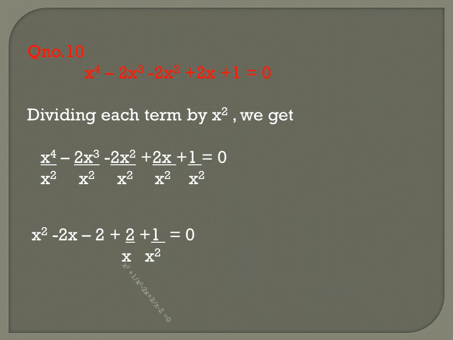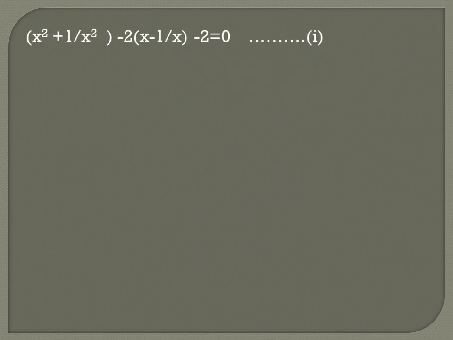Now by combining the same terms, we can write x square plus 1 over x square minus 2x plus 2 over x minus 2 equal to 0. In this equation, we can arrange the terms like x square plus 1 over x square minus 2 into (x minus 1 over x) minus 2 equal to 0. This is our first equation.